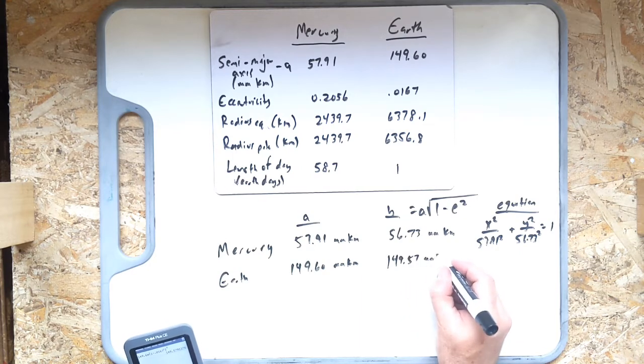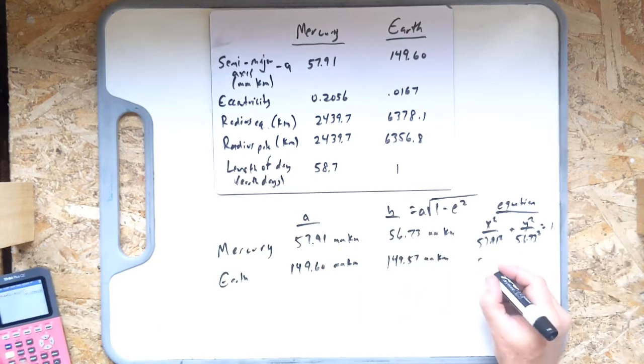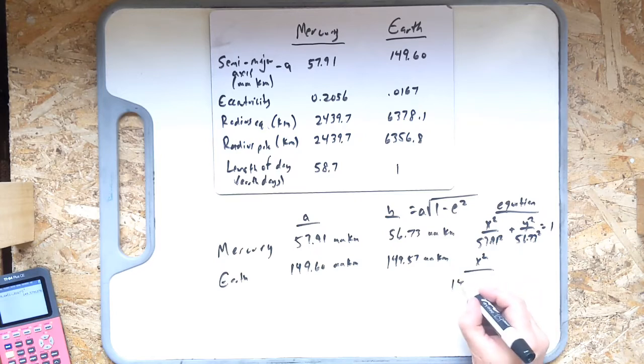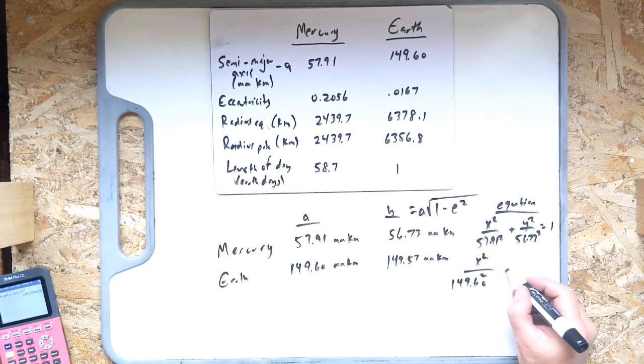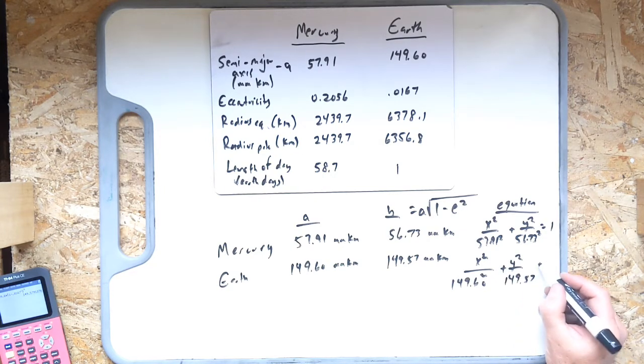149.57 million kilometers. And my equation would be x squared over 149.6 squared plus y squared over 149.57 squared equals 1. And there's the equation of the Earth's orbit around the Sun. Okay, so I want you to do those for the other planets. I might stop here and just do it for the other 7 or the other 6 planets in there.